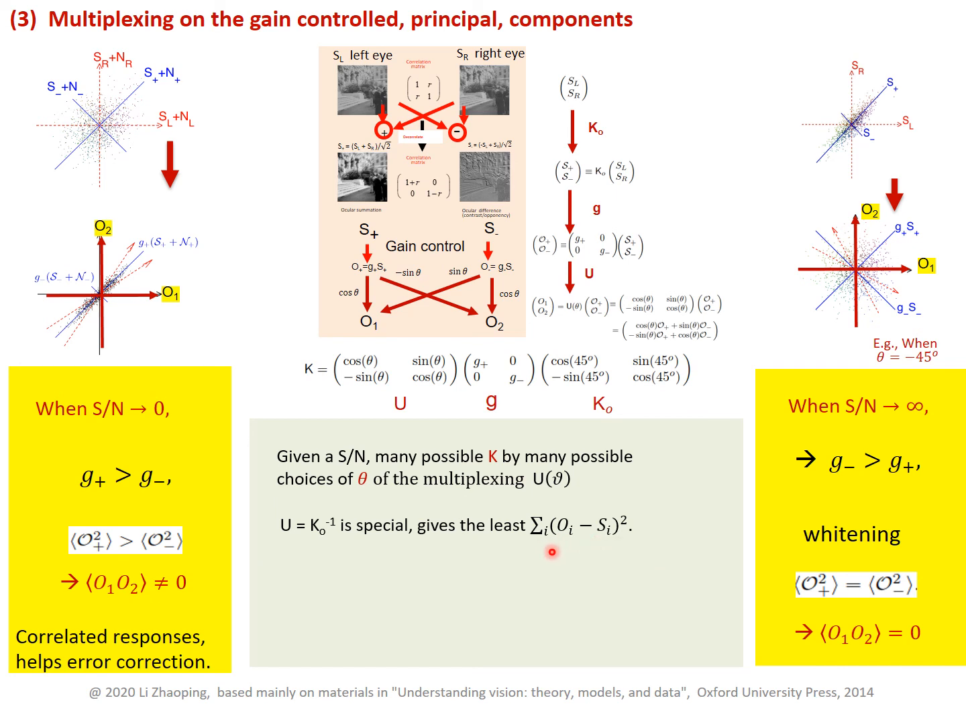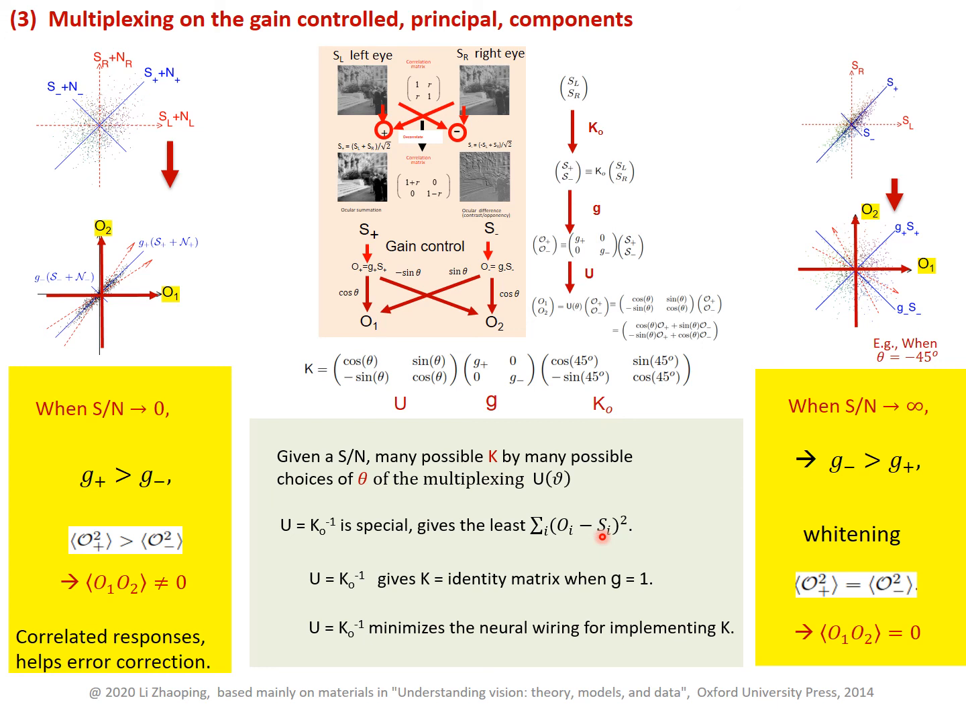And mathematically you can prove it that way, but intuitively you can see in a special case when you have this G matrix equal to the identity, okay? Then you can remove this G, and then when U is the inverse of K naught, then K will be basically the identity matrix. That means you go from S directly to O without any mixing or gain control. So the left eye input goes to O1, the right eye input goes to O2. Okay, and this will save you a lot of neural wiring, and that's indeed the case. It will save you a lot of neural wiring when you have minimum distortions.